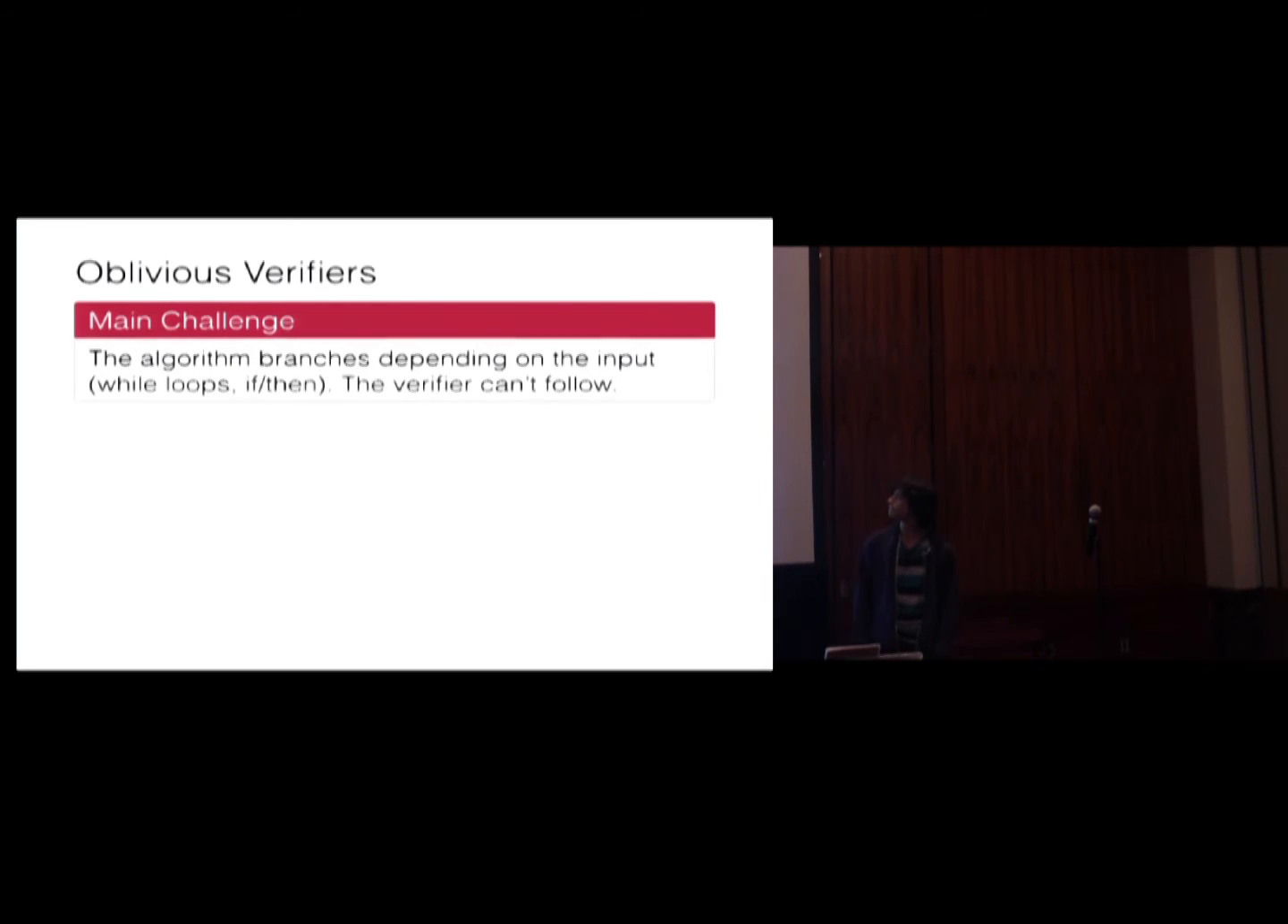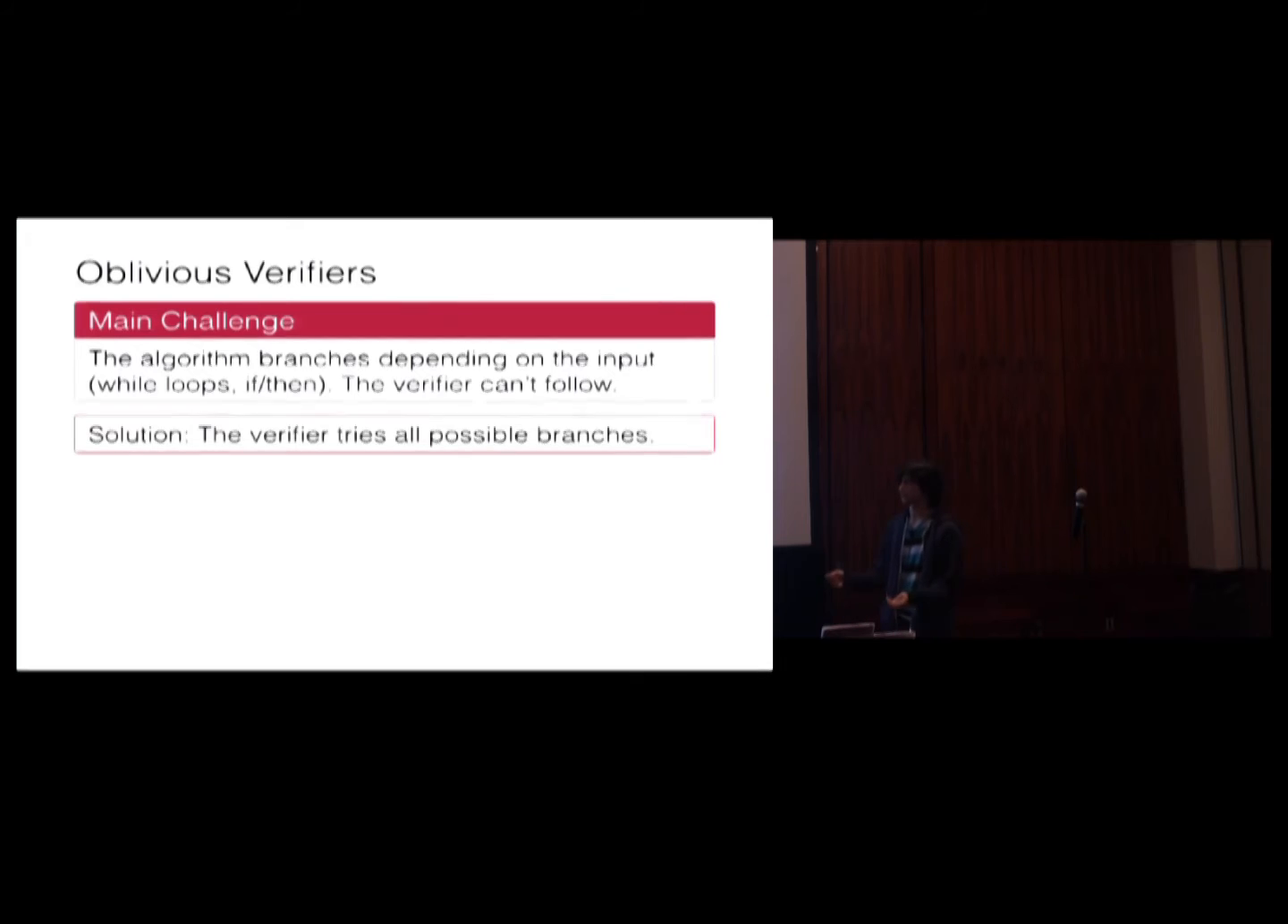Okay, cool. So the solution here is that the verifier just tries all possible branches of the algorithm. If there's an if statement and the verifier doesn't know, it just tries both. And that's okay, because the verifier can be inefficient. So it can just try all of the possible branches and see if they succeed. All right, cool. So that's oblivious verifiers.